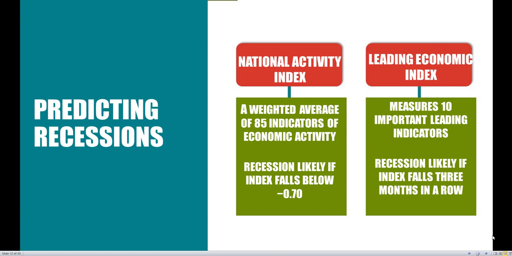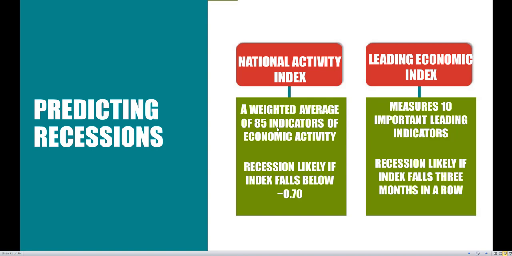This is a weighted average of 85 indicators of economic activity, and it's developed by the Federal Reserve Bank of Chicago. So essentially, the people that make up the National Activity Index take a look at 85 indicators of economic activity. They delve through the millions of data points that they have. These indicators include income, production, stock prices, housing prices, unemployment, and inflation. You can take a look at their website to see all of these indicators, but those are the main ones.